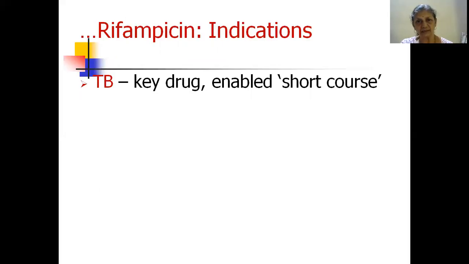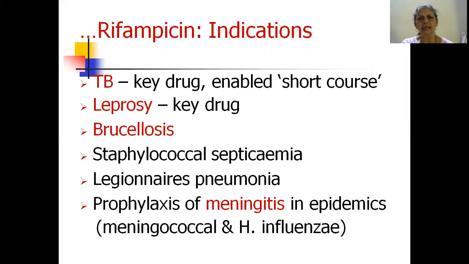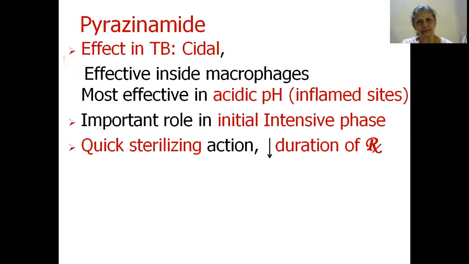So the indications of rifampicin, apart from tuberculosis, where it is a key drug, which has enabled shortening the duration, and we have seen what are the advantages of a shorter duration, of course. It is also the key drug for leprosy, brucellosis, staphylococcus septicemia, Legionnaires pneumonia, and it is the important prophylactic agent for meningitis during epidemics. So rifampicin does have other indications apart from tuberculosis.